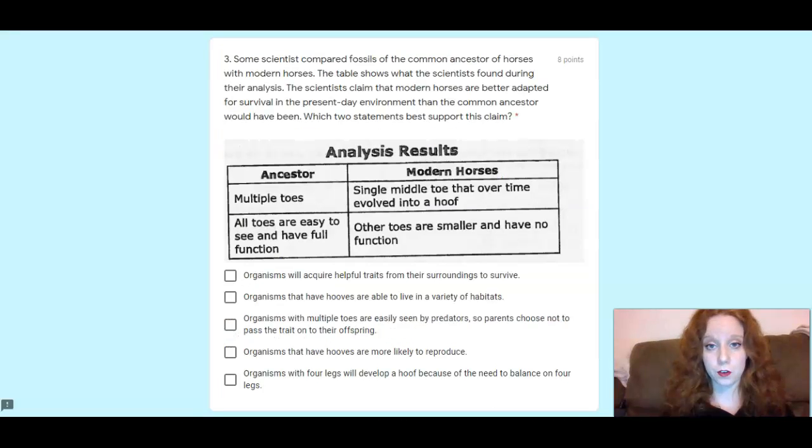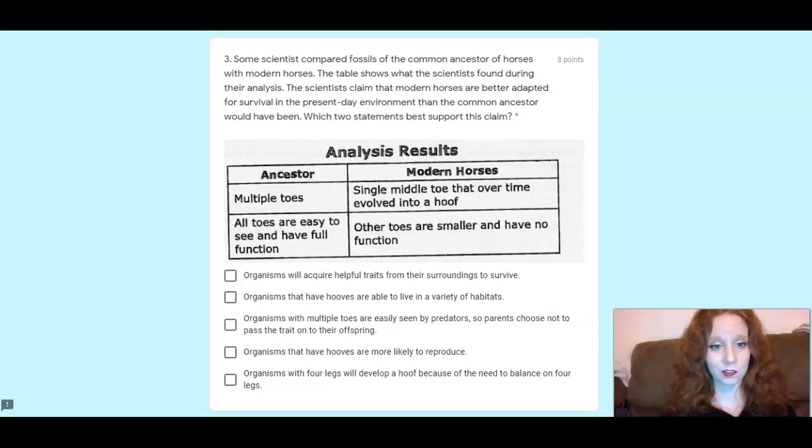So here we've got our first example of a test question that will touch on this standard. It says some scientists compared fossils of the common ancestor of horses with modern horses. The table shows what the scientists found during their analysis. The scientists claim that modern horses are better adapted for survival in the present day environment than the common ancestor would have been. Which two statements best support this claim?